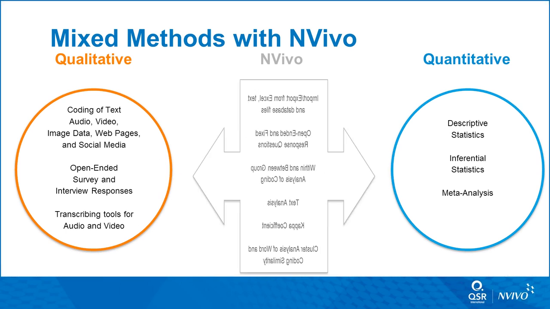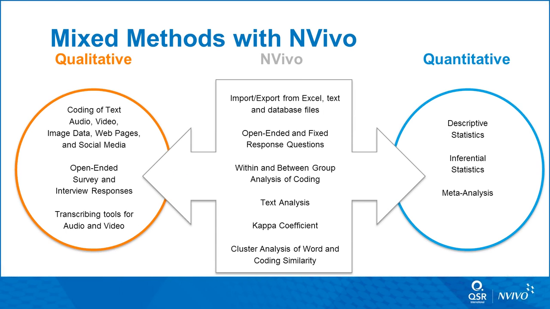If you are working with more of a mixed methods methodology, NVivo does have tools that can be of use. For example, the ability to import or export from Excel text and database files, to look at open-ended and fixed response questions, or look at within and between group analysis of coding. There's also text analysis tools for people working in teams. There is a coding comparison query. Among the options are to generate a kappa coefficient for inter-rater reliability between two coders or two groups of coders, as well as cluster analysis of word and coding similarity.